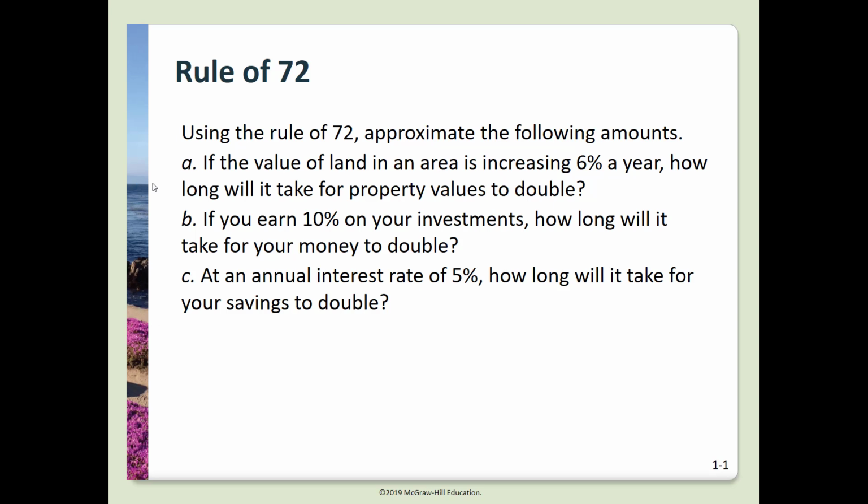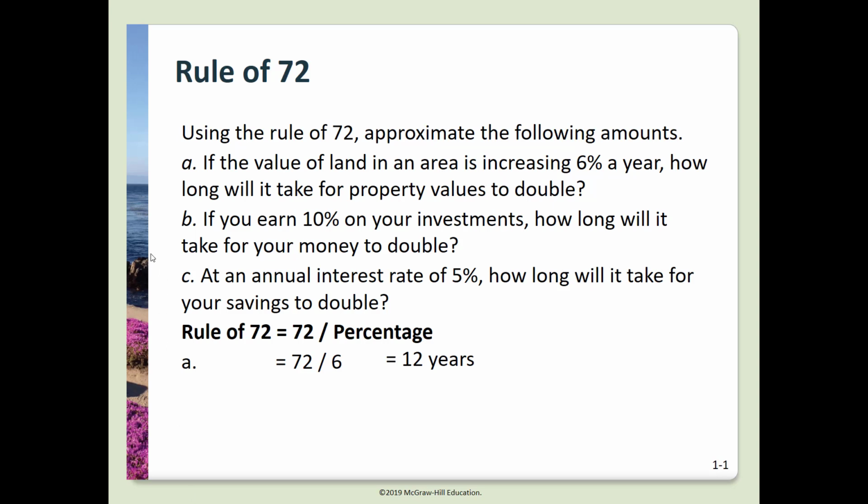So in part A, it says, if the value of land in an area is increasing 6% a year, how long will it take for the property value to double? So according to the rule of 72, we take 72 divided by the percentage value in a given problem. In other words, for part A, we'll take 72 divided by the 6 from the 6% in our problem, and when I plug that into my calculator, we get 12 years. That's how long it will take for the property value to double on that land.